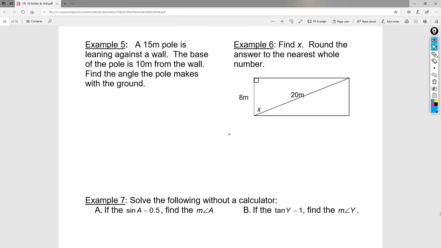So I have a 15-meter pole leaning against the wall. The base of the pole is 10 meters from the wall. Find the angle that the pole makes with the ground. Okay, so here's my wall. Here's the angle I'm looking for.